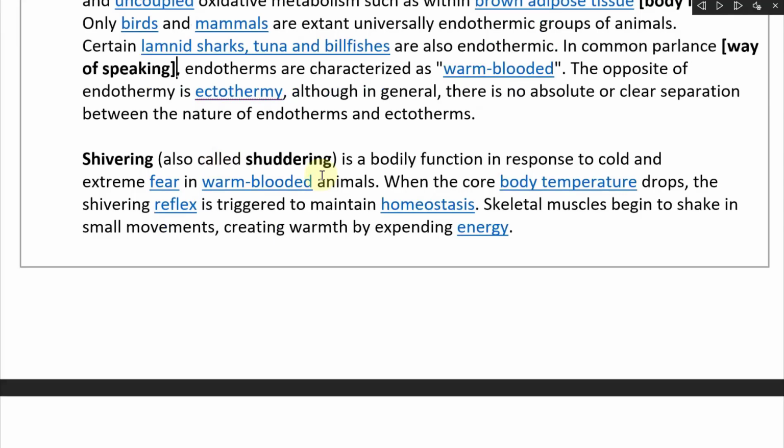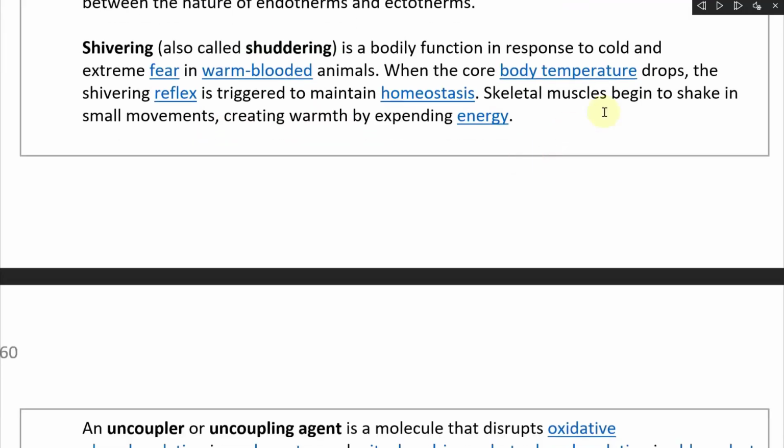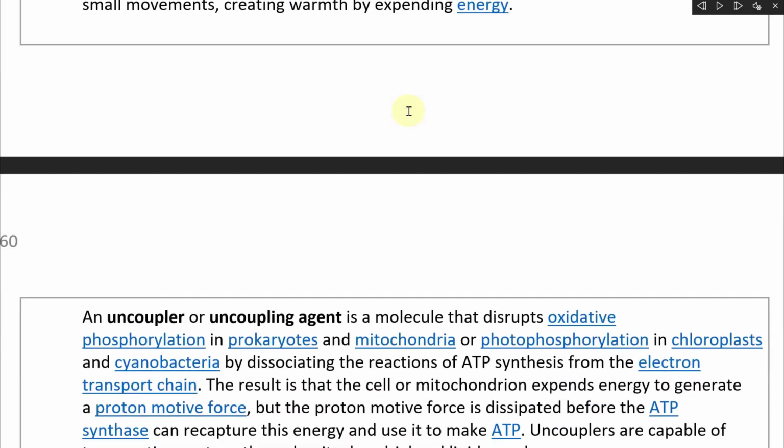So anyways, shivering, also called shuddering, is a bodily function in response to cold and extreme fear in warm-blooded animals. When the core body temperature drops, the shivering reflex is triggered to maintain homeostasis. Skeletal muscles begin to shake in small movements, creating warmth by expending energy.